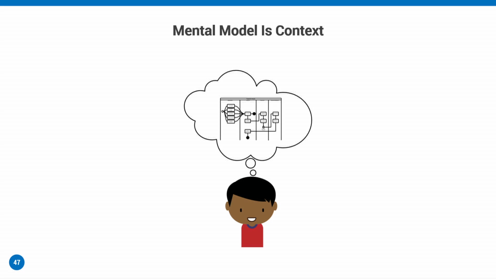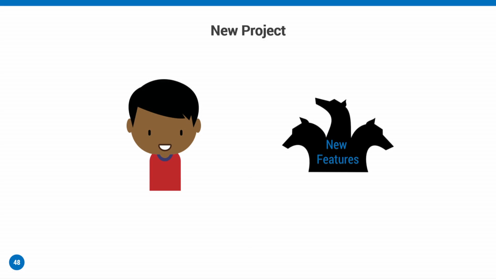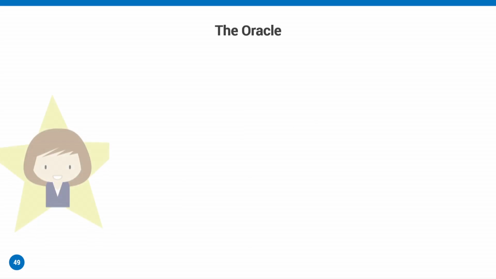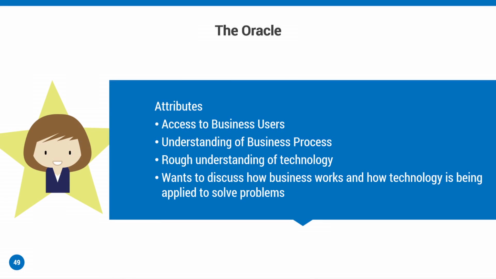So Tim finishes up his work on the massive page, and it runs a little faster, and they're like, yay, you can stay employed. And so they give him a new feature. And this is when Tim meets the Oracle. So attributes of an Oracle, right? Somebody that has access to the business users, that understands business process, and has a rough understanding of how technology works and how technology can be applied to help with the business, and has a desire to discuss how it works and how it's being implemented.